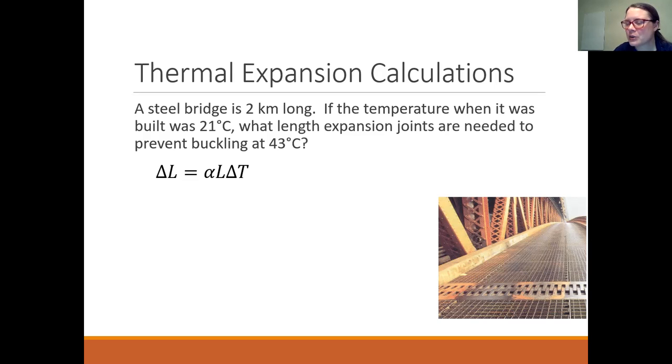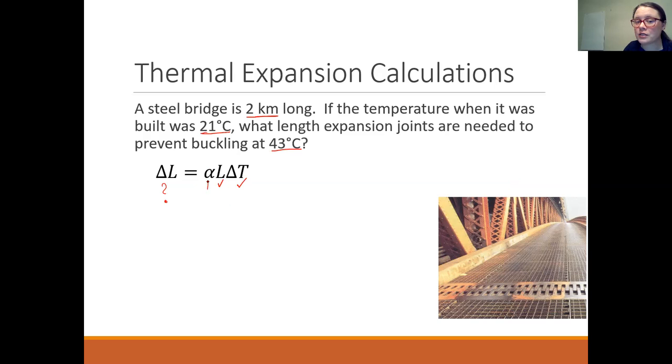So this is a question that's got all your information. We don't have to actually do any rearranging because we've got 2 temperatures, and we happen to know the length of our bridge. And we want to know what length the expansion joint is, or what the change in length is going to be given these parameters. Now, I've got the original length, and I can figure out the change in temperature.